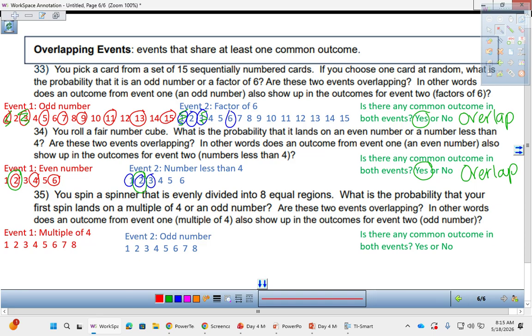So I'm taking that one spin and I'm looking at the events. The first one is a multiple of 4. Multiples of 4 start at 4 and they get bigger. My multiples of 4 are 4 and 8. My second event is odd numbers: 1, 3, 5, 7. Is there anything that I circled in red that I also circled in blue? No. These are mutually exclusive.